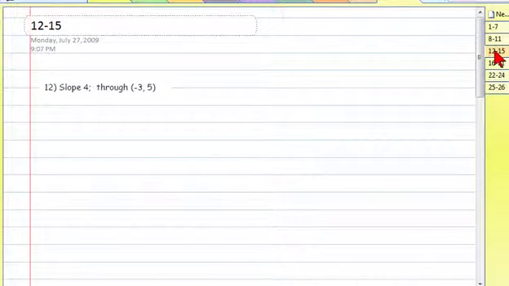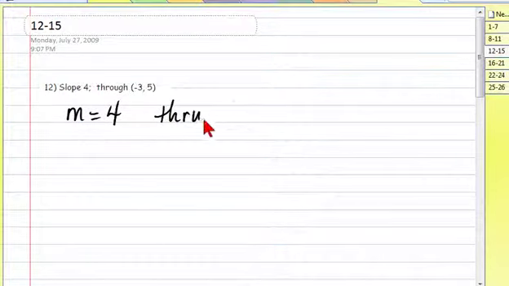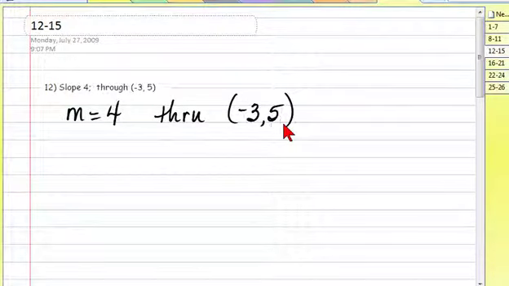All right, the first of these questions, number 12, says you are given that m is 4, the slope is 4, and your line goes through -3, 5. When you have a question like this and you're looking for the equation of the line, say to yourself, what have I been given? I've been given a point and the slope. Point and the slope, use point slope.